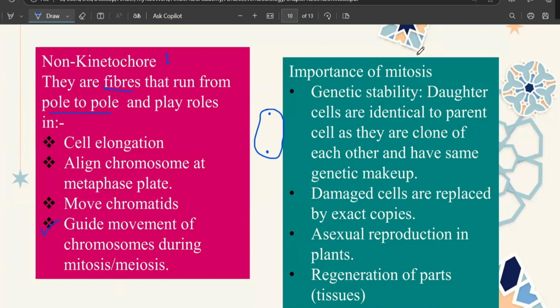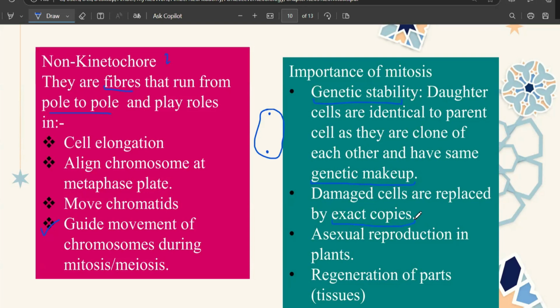Then you're sometimes asked to write the importance of mitosis for 4 marks. So these are again your keywords that should be in your script, that it promotes genetic stability, that your daughter cells are identical to parent cells as they are clones of each other and have the same genetic makeup. So now you have seen how mitotic cell cycle takes place. So you are well aware of the fact that how the genetic makeup during the process of mitosis remains the same. It does not change because the cell has replicated itself from the same chromosome. Okay. Then damaged cells are replaced by exact copies.